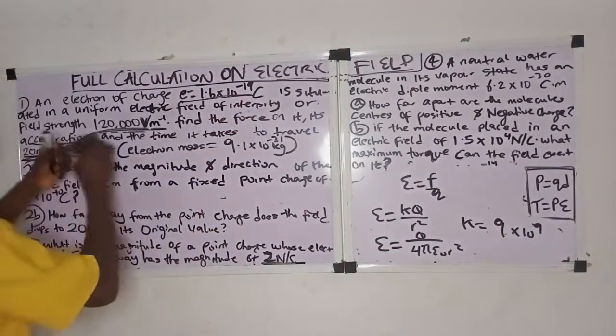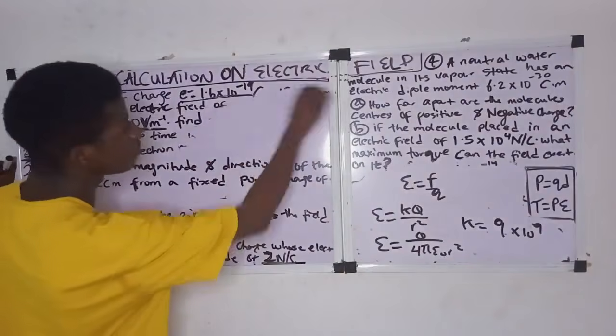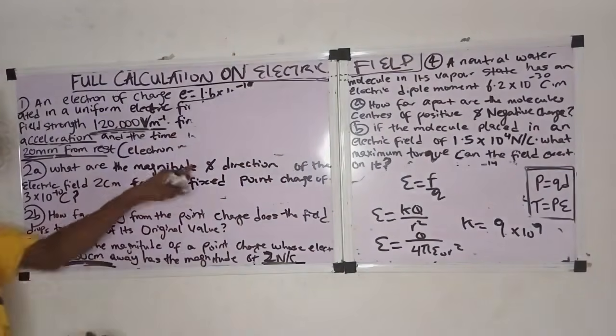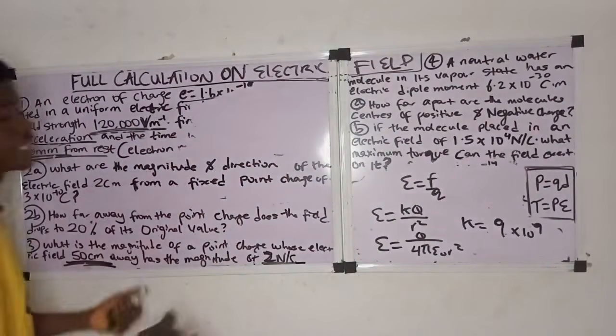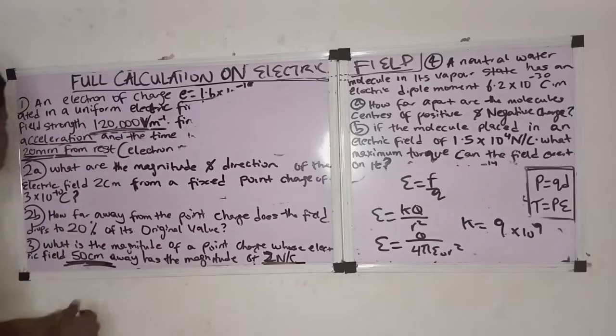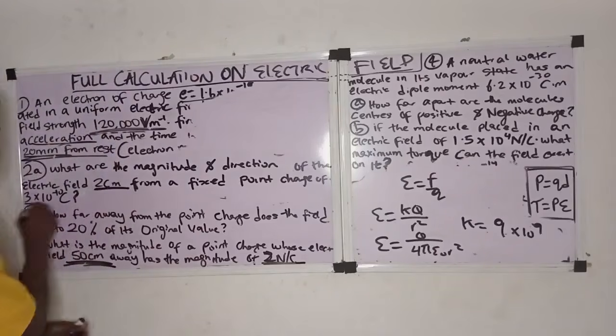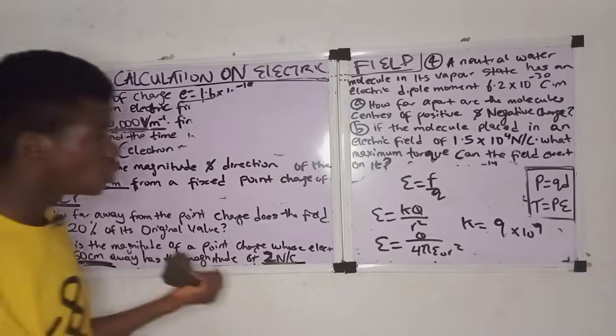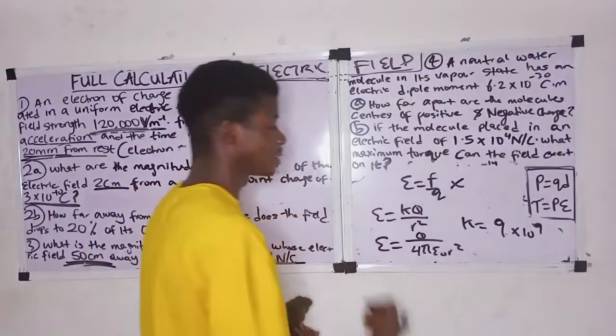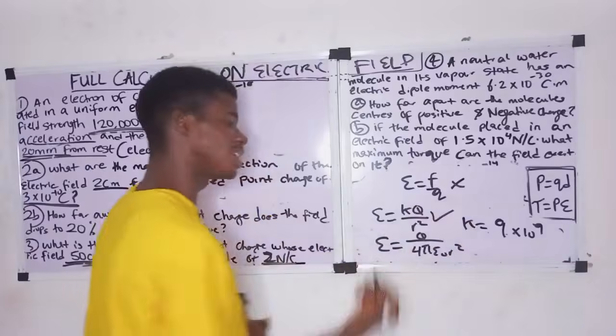Let's continue this question. Now in this question, they're asking us to look for the magnitude of what? The electric field. Look at the question very well. They give us distance and charge. Did they give us force? No. Therefore, we are not going to use this first formula. The formula we're going to use is this one, which is very easy.